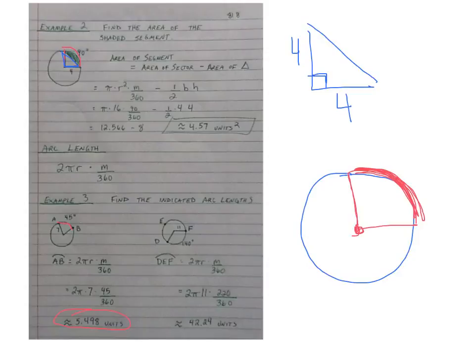In the second part of example 3, they're asking us to find arc DEF, and DEF tells us that we're looking at the major arc. And if we have 140 degrees on arc DF, that means on arc DEF we're going to have 220 degrees. So when we plug it in, we go 2 pi r times 220 over 360. Plug in 11 for the radius, and we get the major arc is approximately 42.24 units. And that's a length, so we use units rather than units squared.